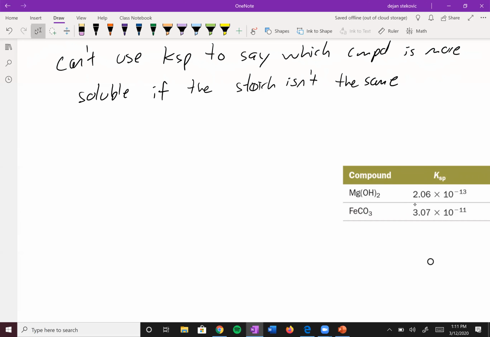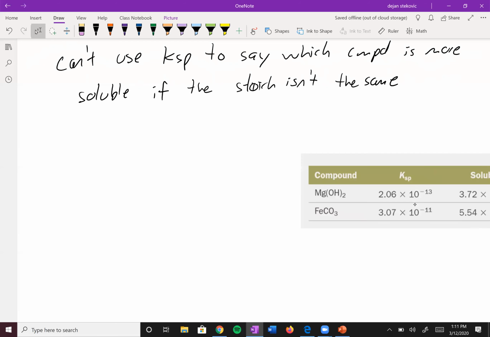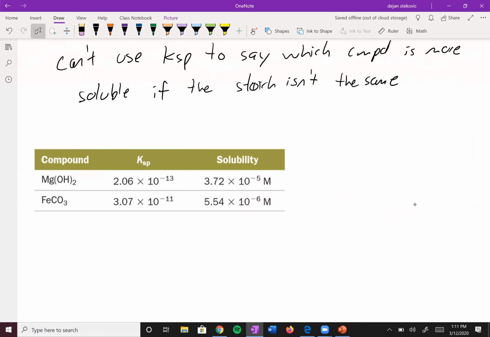So magnesium hydroxide and iron carbonate, which one has the larger Ksp? The iron carbonate. So if you're thinking about Ksp as the amount of stuff dissolved, you think instantly iron carbonate is more soluble, right? But that's not always true. And that's because the coefficients are different. So if you look at the actual solubility, which one is more soluble? The magnesium hydroxide. Exactly. This one, although it has a smaller Ksp, it actually has a larger solubility.